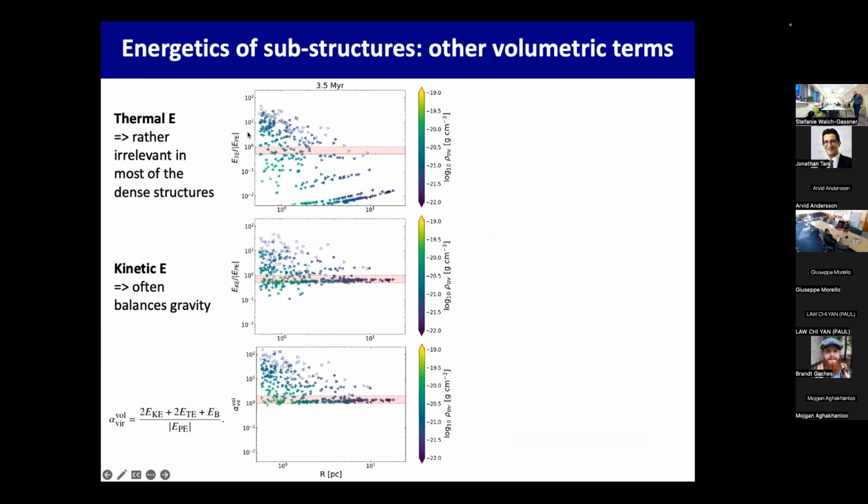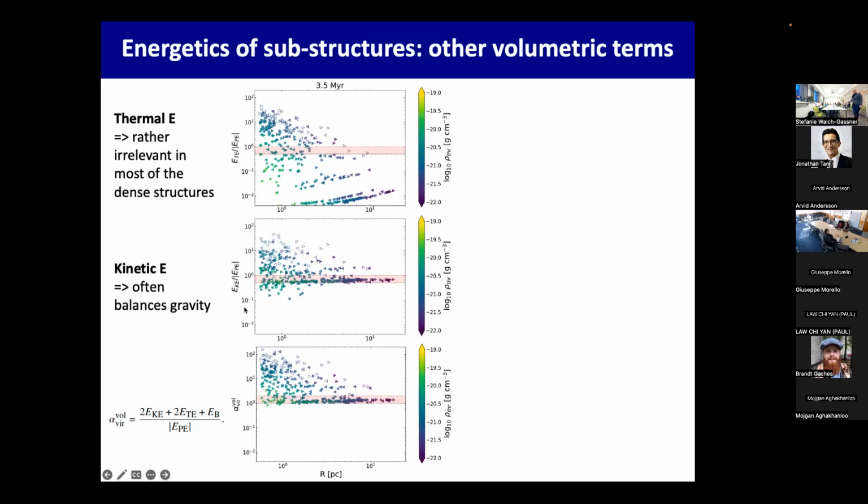So there's thermal energy to potential energy. And as expected, the color here is density. If we go to higher densities, basically there's no thermal support. This is expected, right, for dense structures. There is some thermal support for the atomic gas. You can see some of the atomic structures are way up here, so it means they're warm.